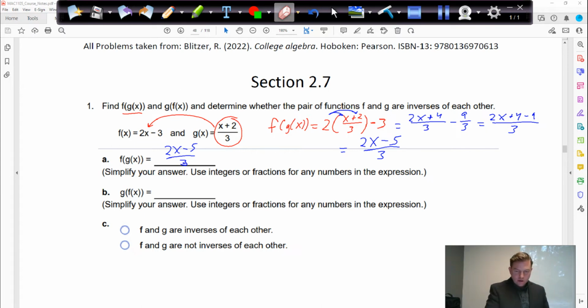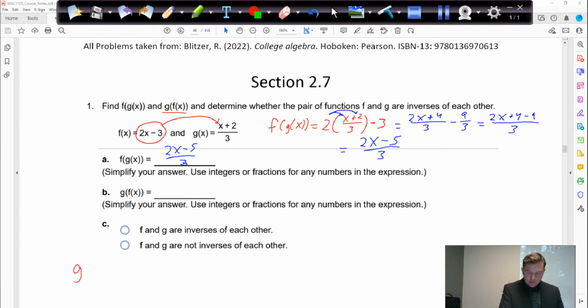Okay, now the second part says, let's take all of f and place it in x for equation g. So that's going to look like this. g of f of x, we're taking 2x minus 3, and we're placing it into that x. I'll put parentheses on just so you can see how they're connected. Then we have plus 2, and then we have divide by 3.